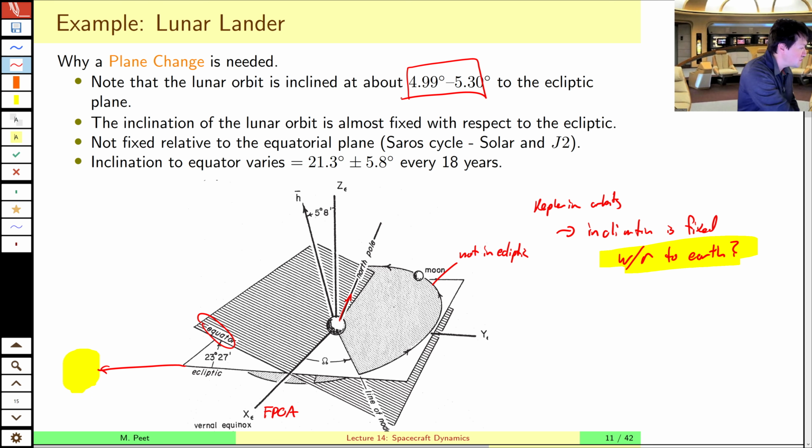But so this is not true for the moon. So the moon is this weird case where almost all the orbital elements of the moon are fixed, except one, which is the inclination, which is fixed to the sun, to the ecliptic plane. So remember, the ecliptic plane is the orbital plane around the sun.